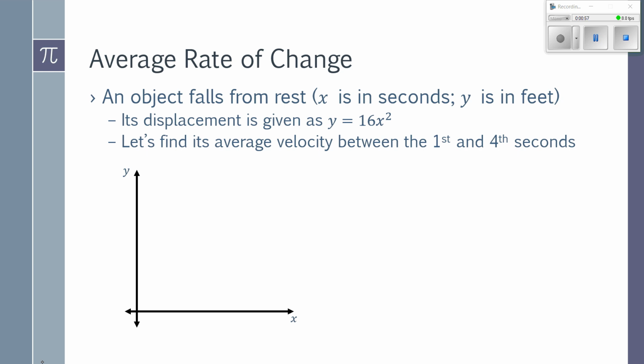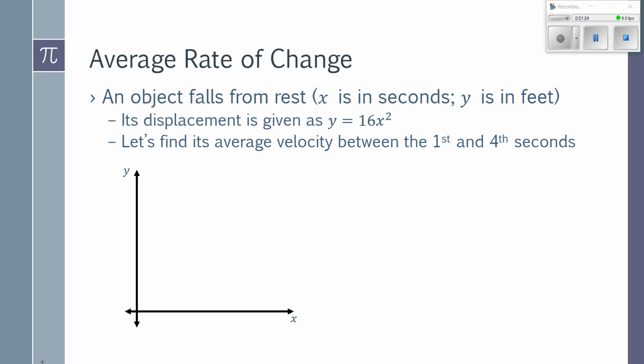So here we have an object falling from rest where x is in seconds, y is in feet. The only force acting on it, for you physics students, is gravity at sea level, ignoring air resistance. So the displacement would be given by the function y equals 16x squared. And I want to find the average velocity between the first and fourth seconds.